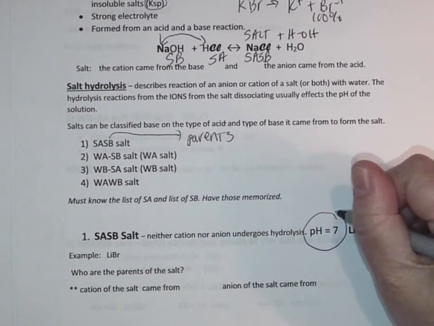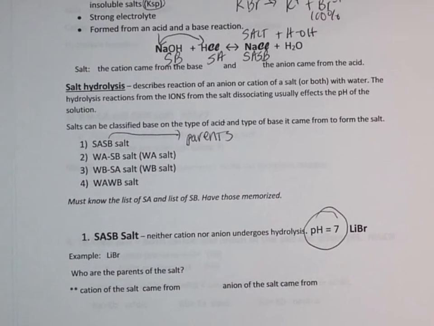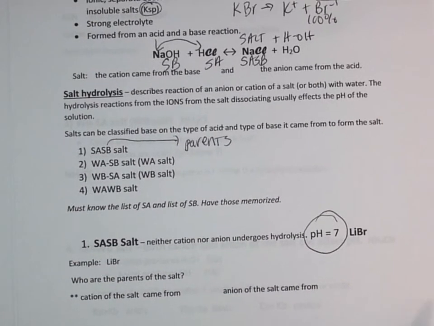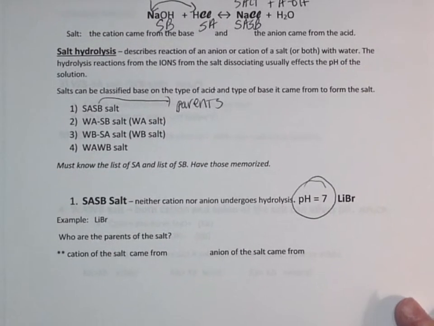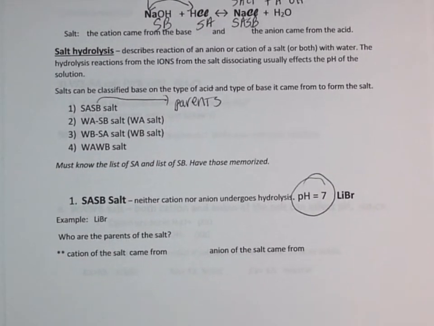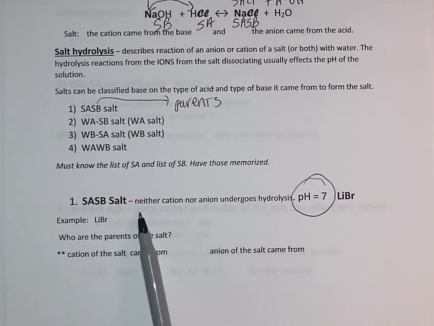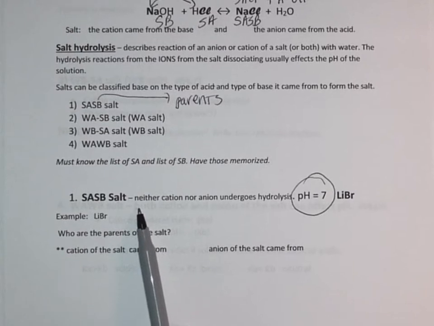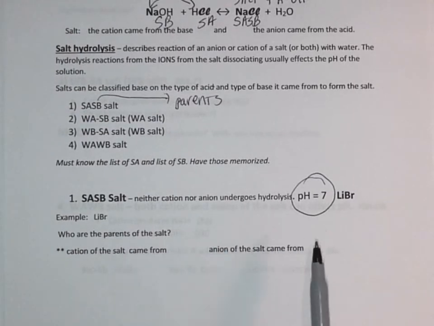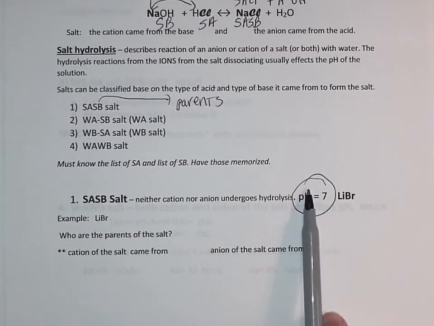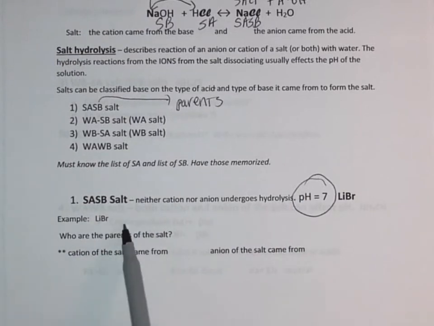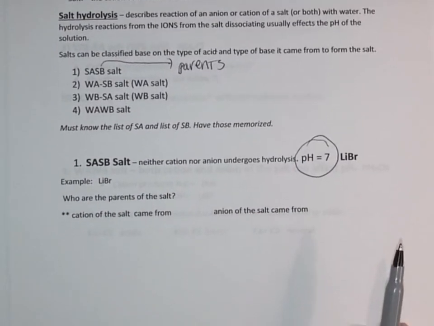I honestly don't have any of these memorized. I just kind of work out the hydrolysis reactions and it tells me what type of pH it's going to be. So there's concepts here to determine those pHs, and this is a concept. The strong acid, strong base salt, neither of the ions that it produces reacts with water. So they say a SASB will have a pH of 7. So for instance, I have LiBr, okay?